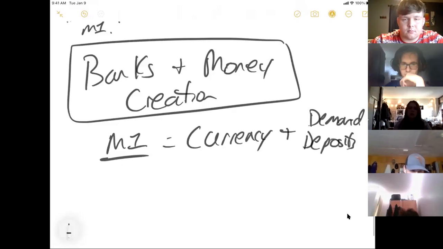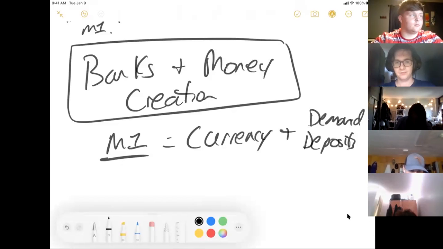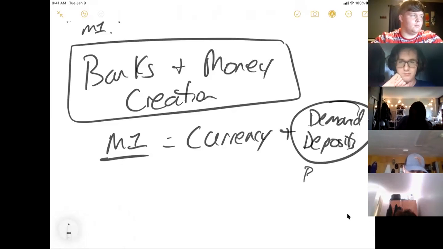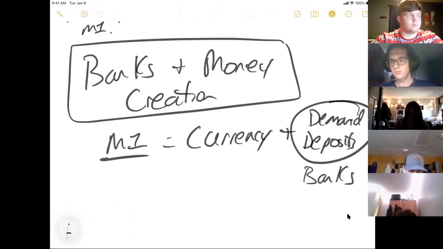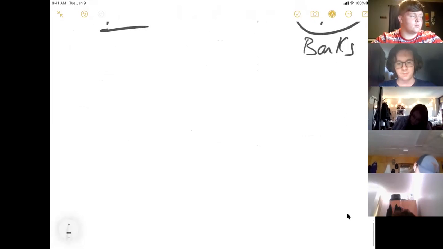Okay. So we know that money is currency plus demand deposits. Well, who controls currency? As we're going to see, that's largely the Federal Reserve. Who controls demand deposits? Well, banks. Banks play a big role in what the money supply is. So for us to really understand the money supply and monetary policy, we really need to understand banks, okay?